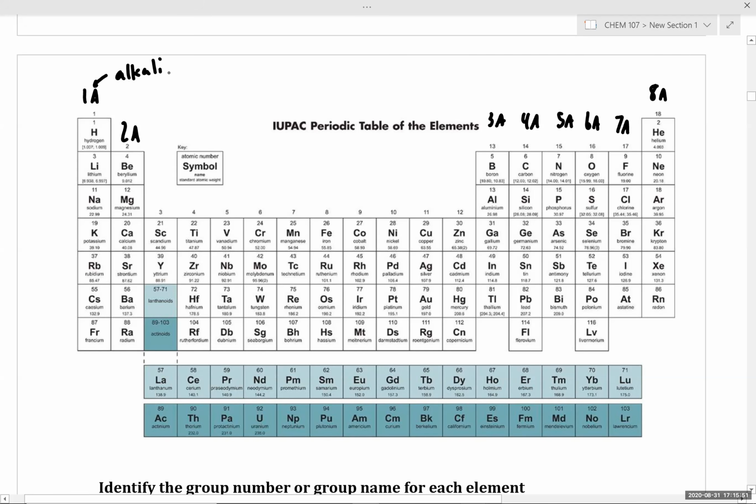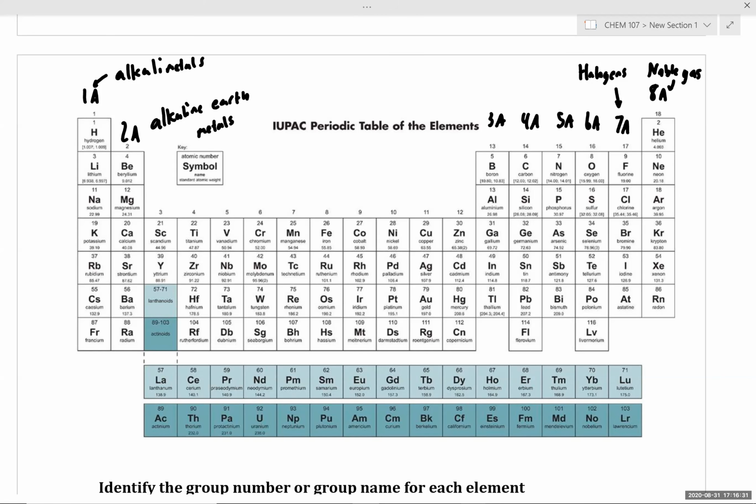So 1A are my alkali metals. 2A, we have our alkaline earth metals. 3A, 4A, 5A, and 6A don't have a unique name that you'll need to memorize. 7A elements are known as our halogens, and 8A elements are our noble gases. So really quickly, just given a basic periodic table, we're able to fill in our main group numbers and fill in our group names.